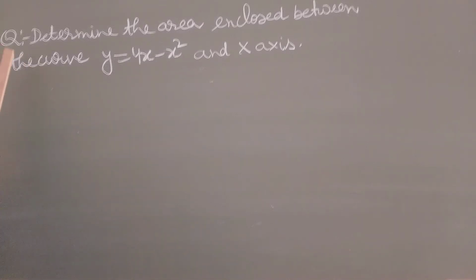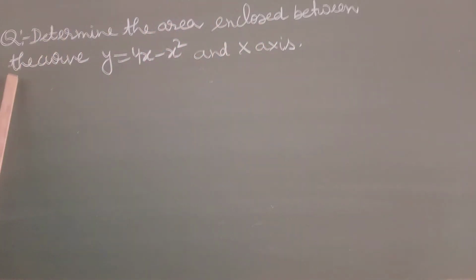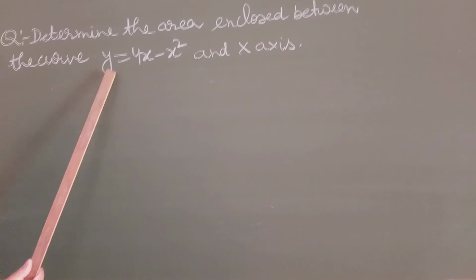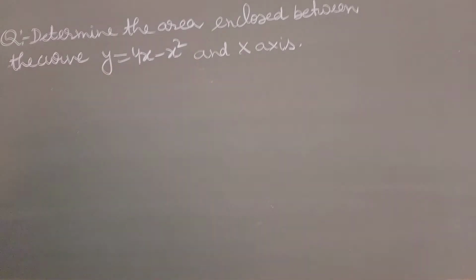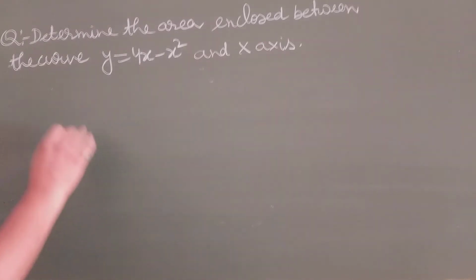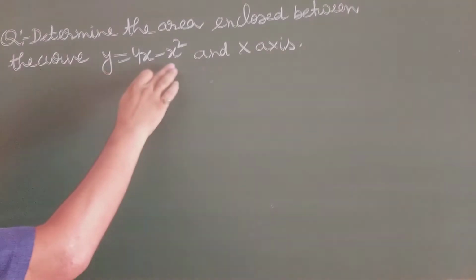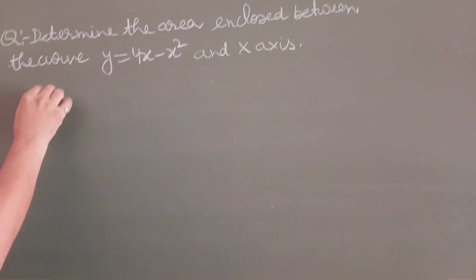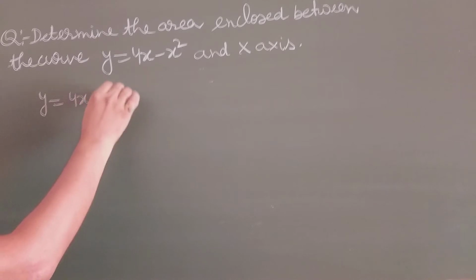Now, students, second question. Determine the area enclosed between the curve y equals 4x minus x square and the x-axis. So let us change it into a whole square first. y equals 4x minus x square.